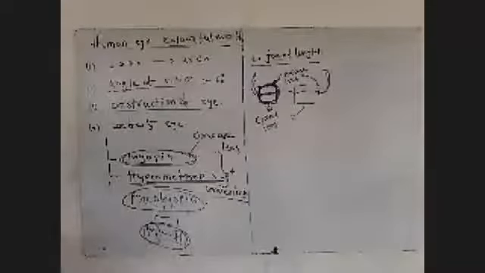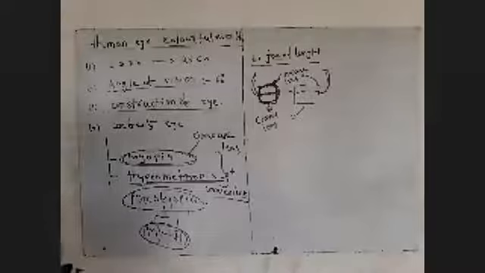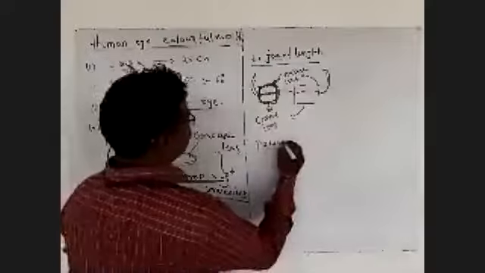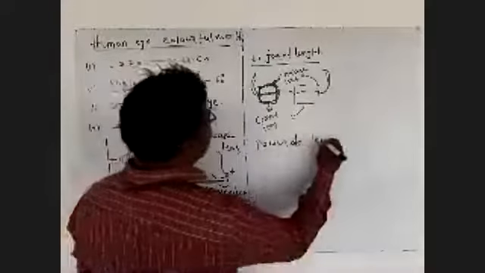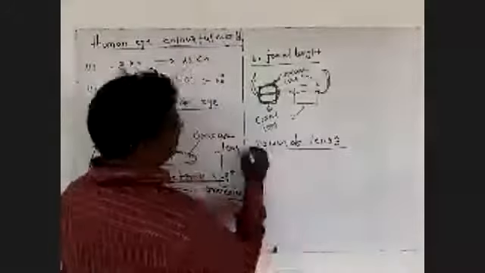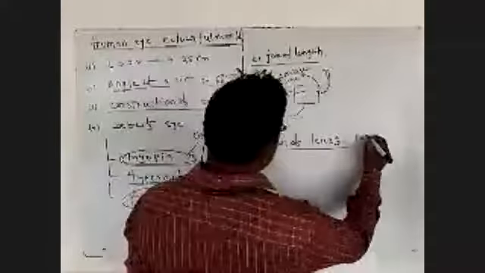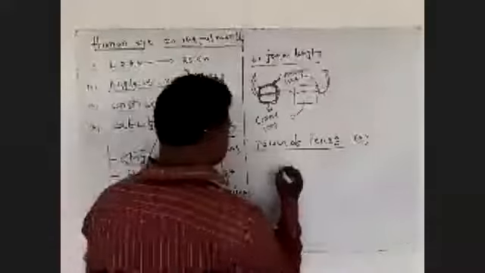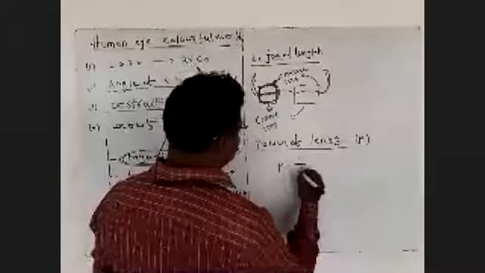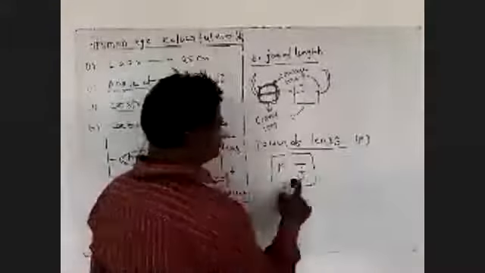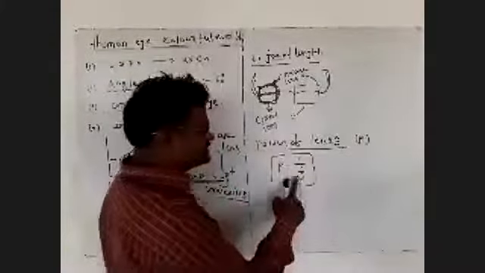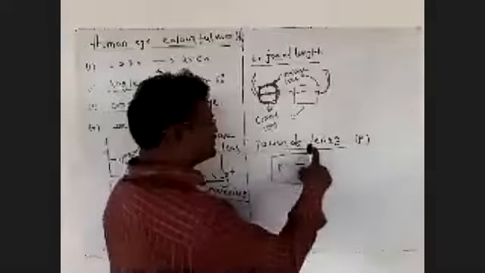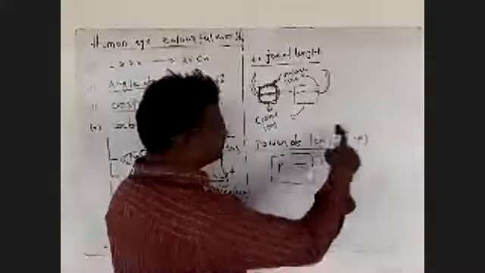The next topic is power of lens. What is the meaning of power of lens? It is denoted by P. A very simple definition: P is equal to 1 by f, where f is the focal length of the lens. P indicates the power of the lens.